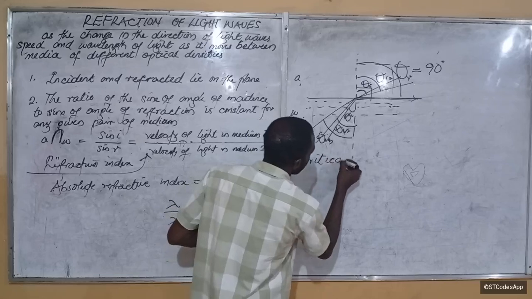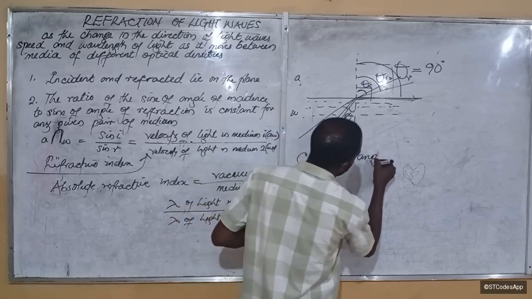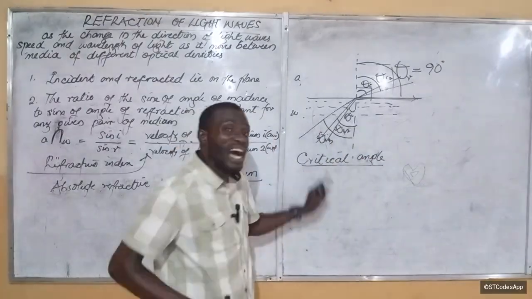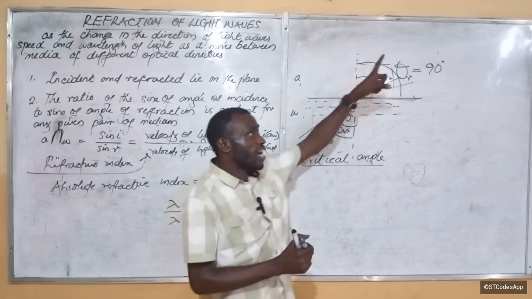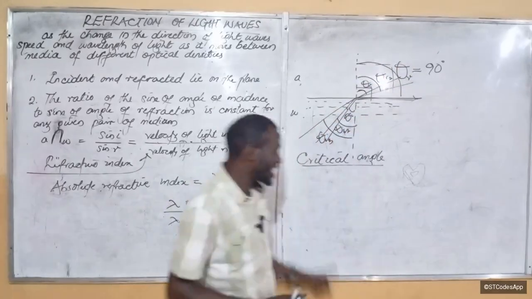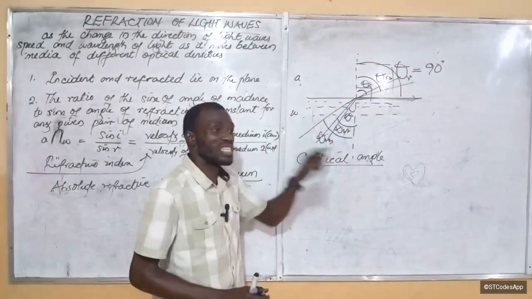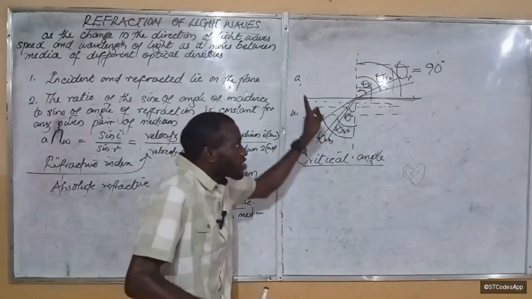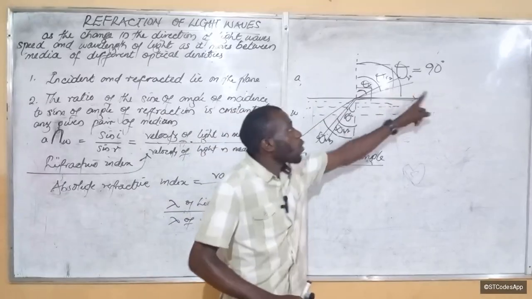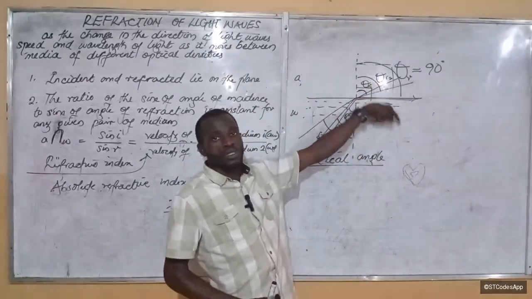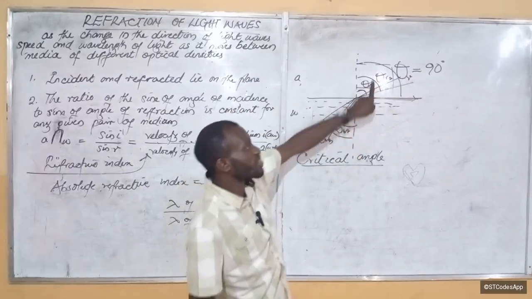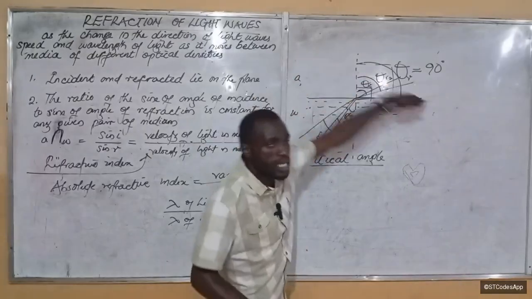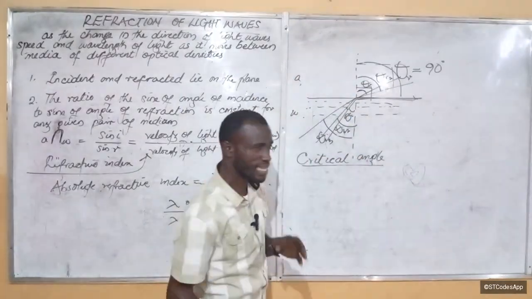That angle of incidence is called what? The critical angle. So let me define it again. The critical angle is a particular angle of incidence, not the angle of refraction. It is the angle of incidence that makes your angle of refraction equal to 90 degrees to the normal, or that makes your refracted ray lie exactly at the interface. Does that make sense? Good.